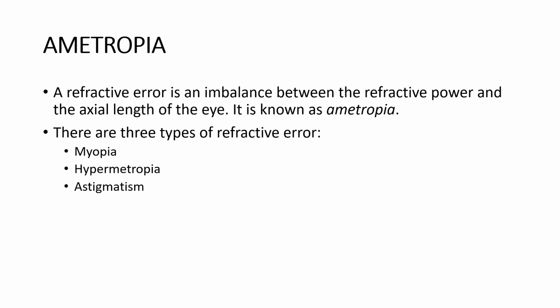And ametropia basically just means that in the unaccommodated eye, a distant object is not focused properly on the retina. And there are three types of this refractive error. Firstly, myopia, secondly, hypermetropia, and thirdly, astigmatism.